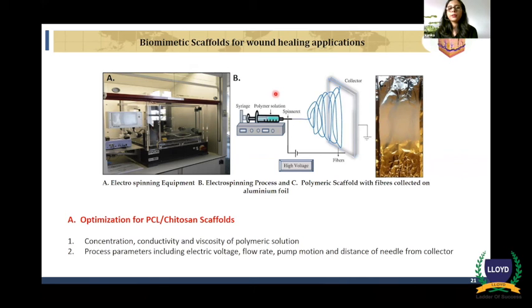So you've got a polymeric solution within the syringe, within this equipment, and then at a specified electric voltage as well as flow rate and pump motion, you have these fibers collected over here because of the electrostatic interactions. And this is the kind of scaffold which you have collected on the aluminium foil. Further, the scaffold can be easily removed from this aluminium foil, and it can be further characterized for different kinds of studies. So scaffolds are another area which has been developing very quickly.